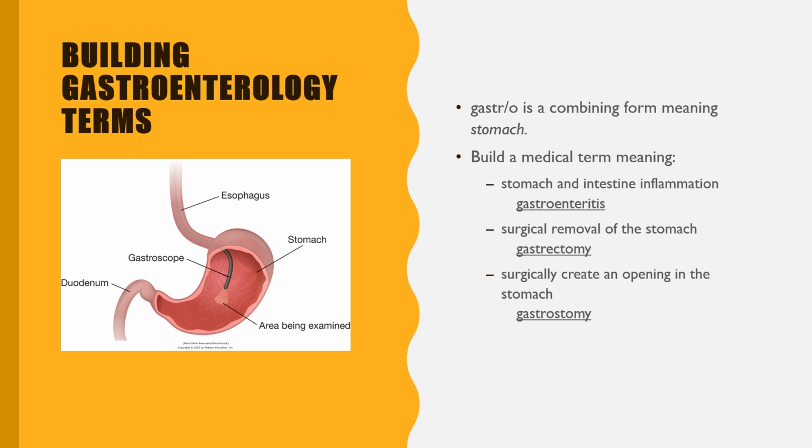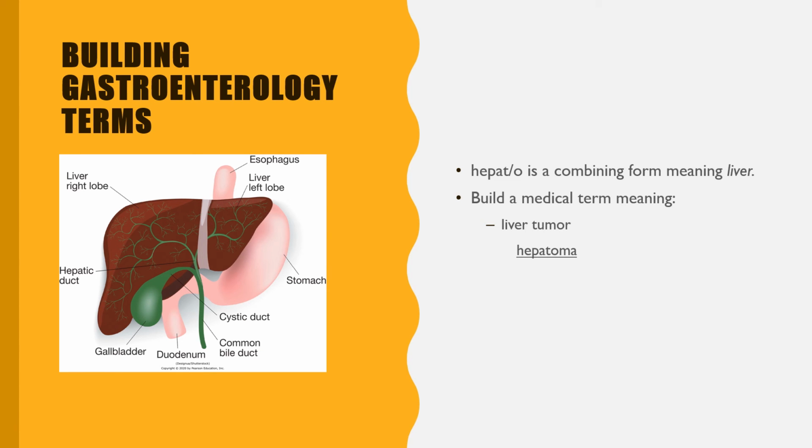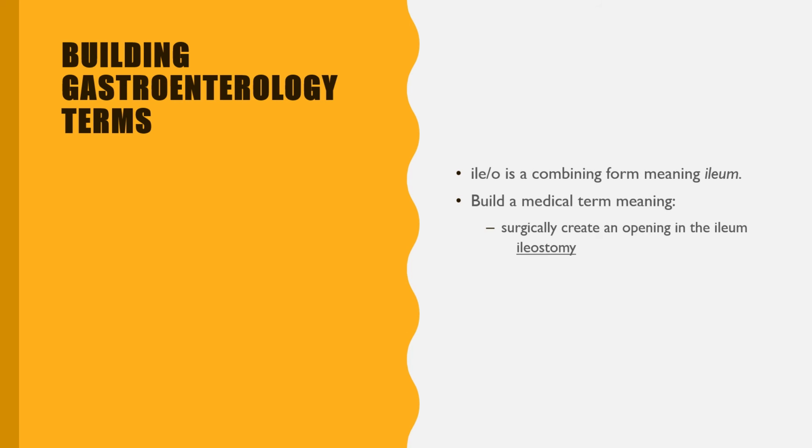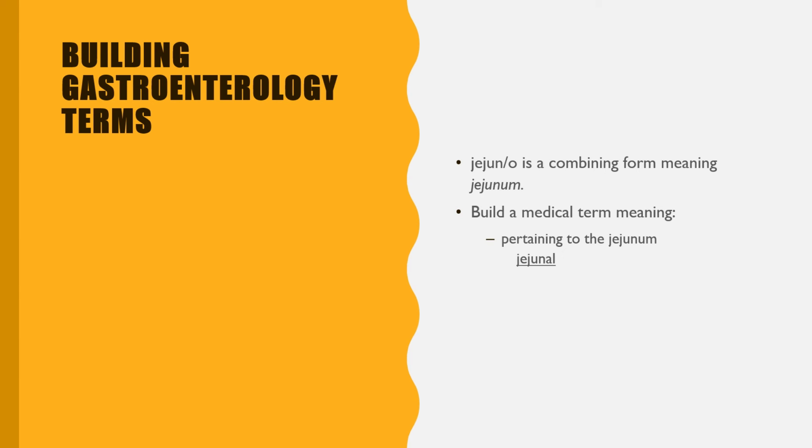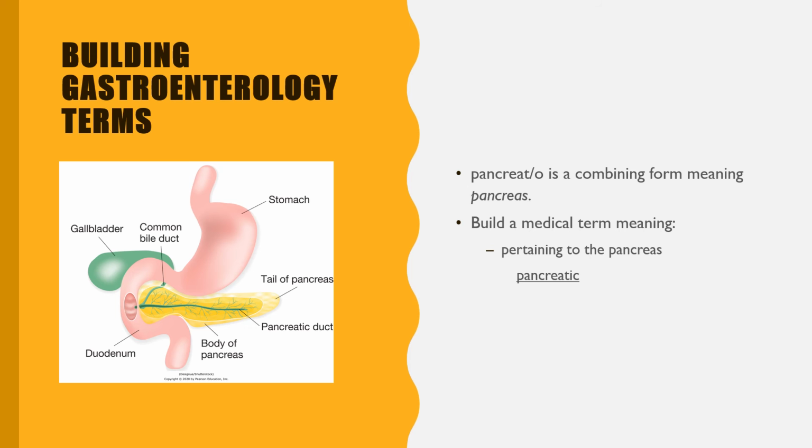Gastroenteritis is the inflammation of the stomach and the intestine. Gastrectomy would be surgical removal of the stomach, and gastrostomy is to surgically create an opening in the stomach. Recall that hepato means liver, so a hepatoma would be a liver tumor. An ileostomy is to surgically create an opening in the ileum. Jejunal means pertaining to the jejunum. Laparoscopy is the process of visually examining the abdomen. Pancreatic means pertaining to the pancreas.